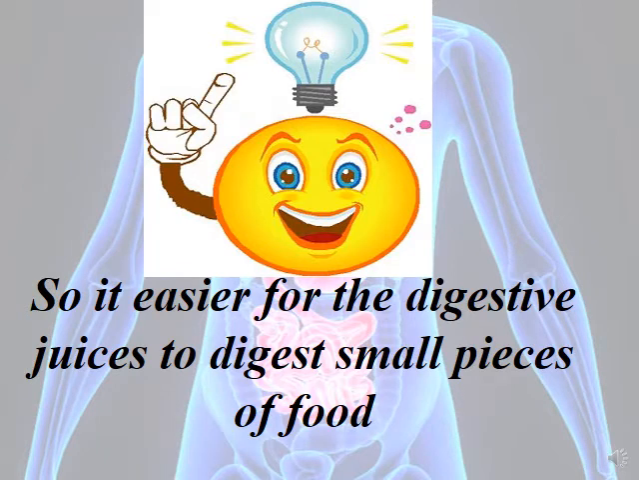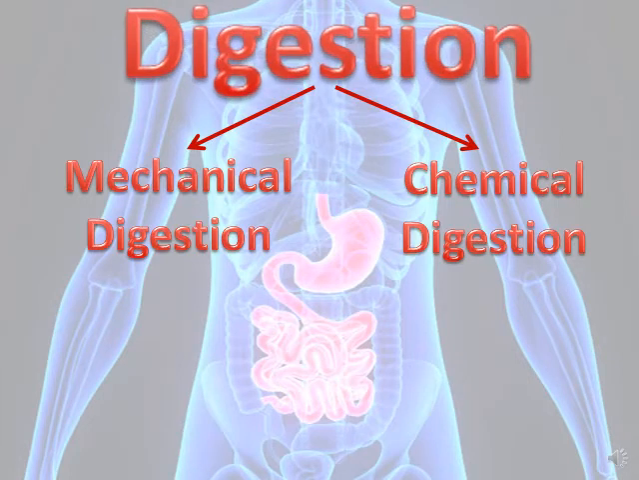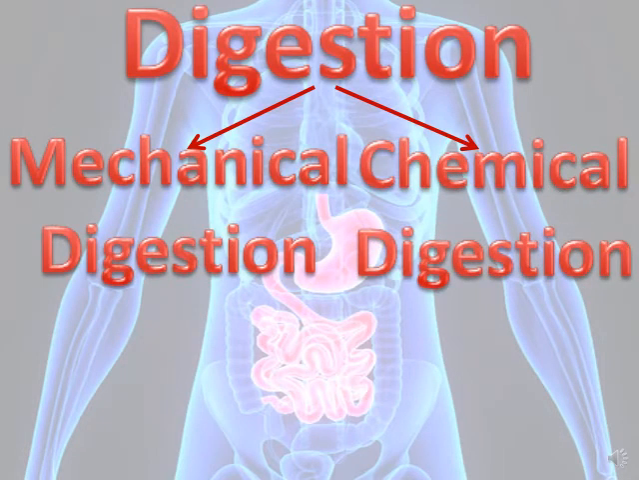Is it easier for digestive juices to digest small pieces or large pieces? Sure, small pieces. You have to know that digestion is classified as either mechanical or chemical. What is mechanical, what is chemical, and what is the difference between these two?